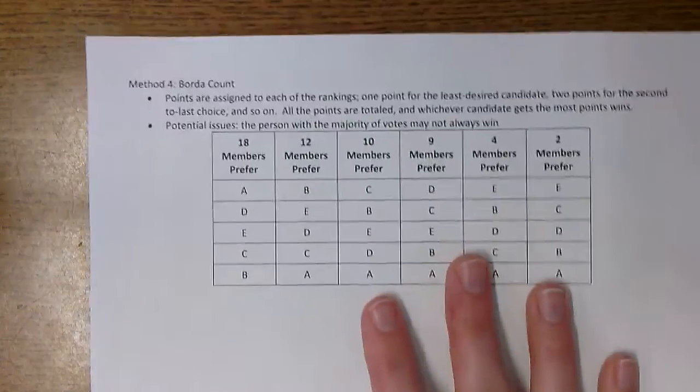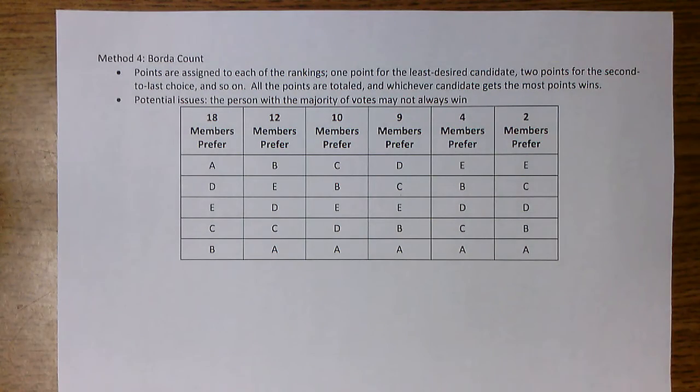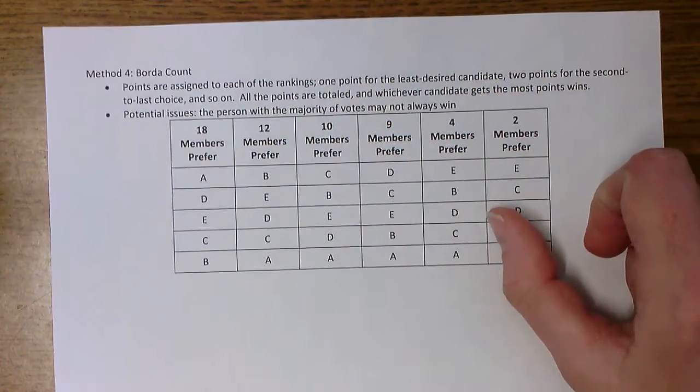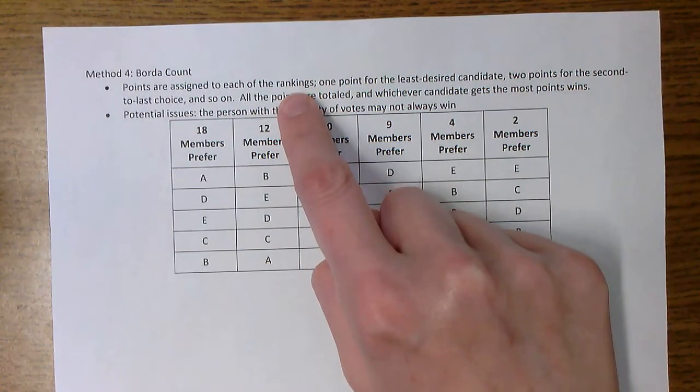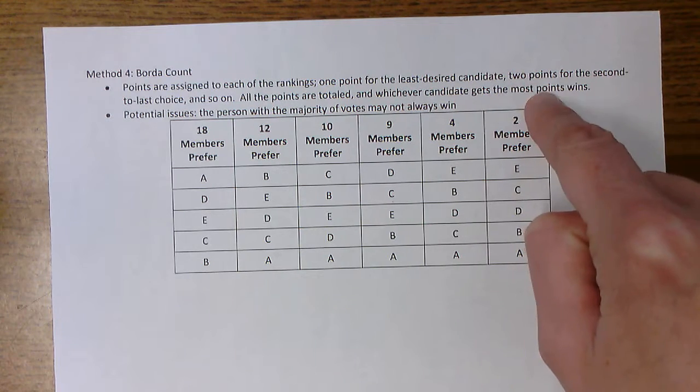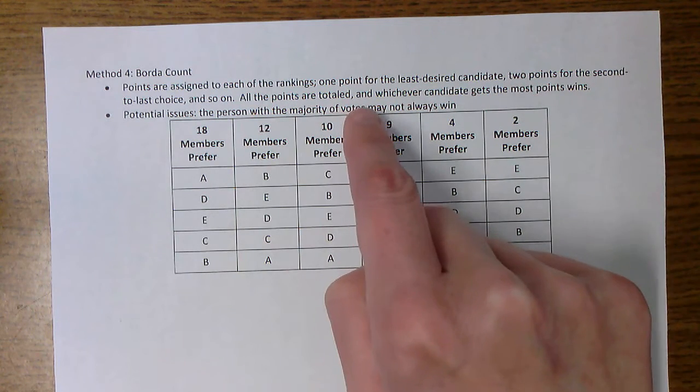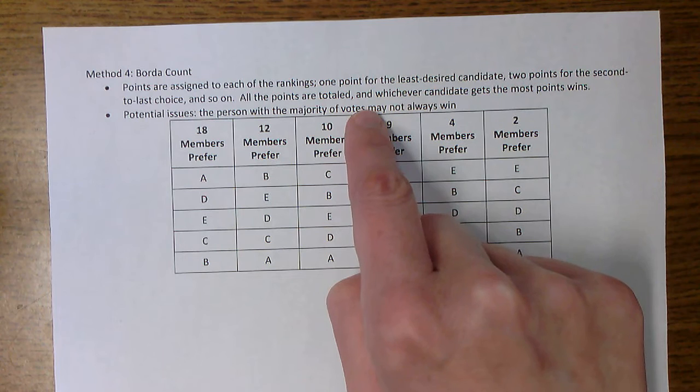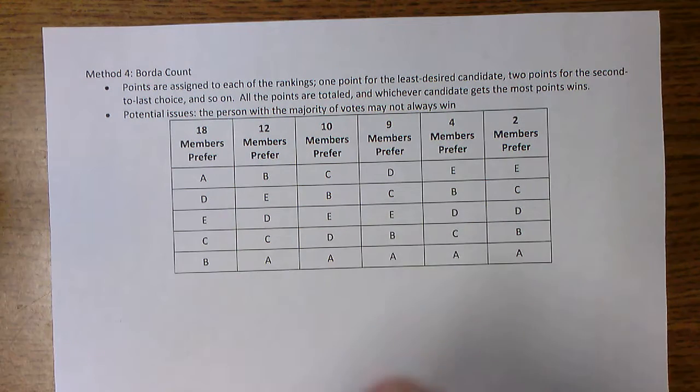All right, method 4, the Borda count. This is named after a person whose last name was Borda. Okay, so Borda count is when you assign points to each of the rankings. The least desired candidate gets 1 point, second least desired gets 2, and so on, okay? And then you get points from each person, and whoever gets the most points total wins.